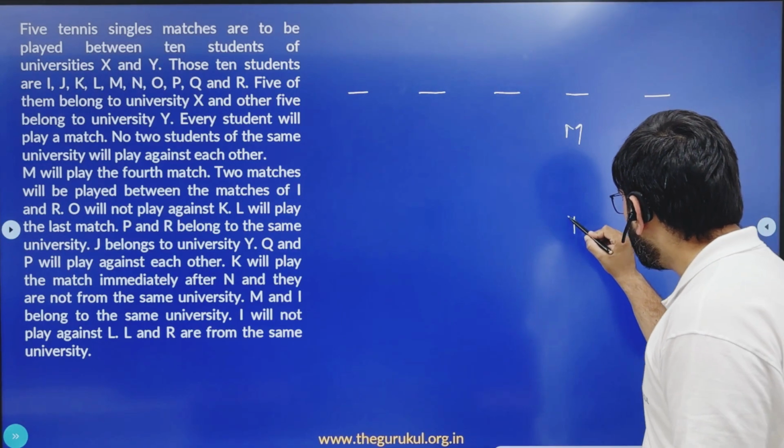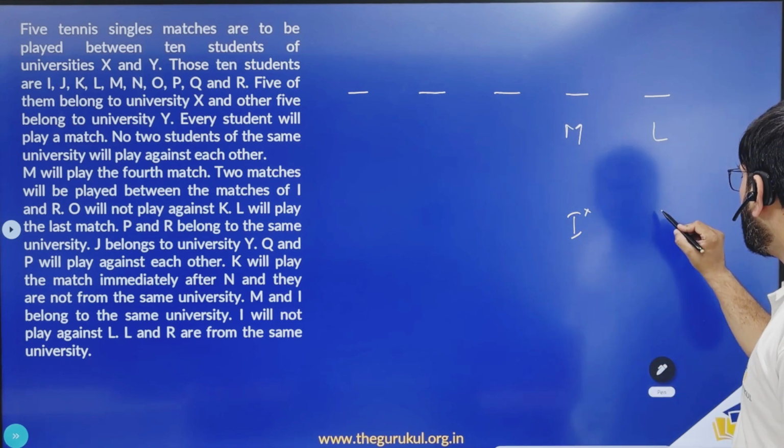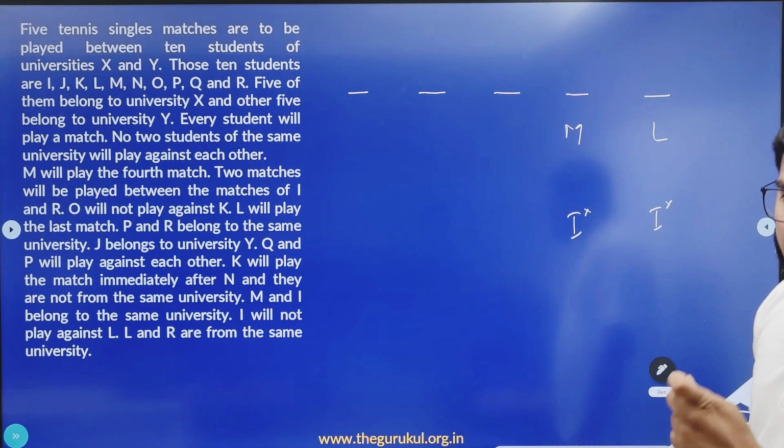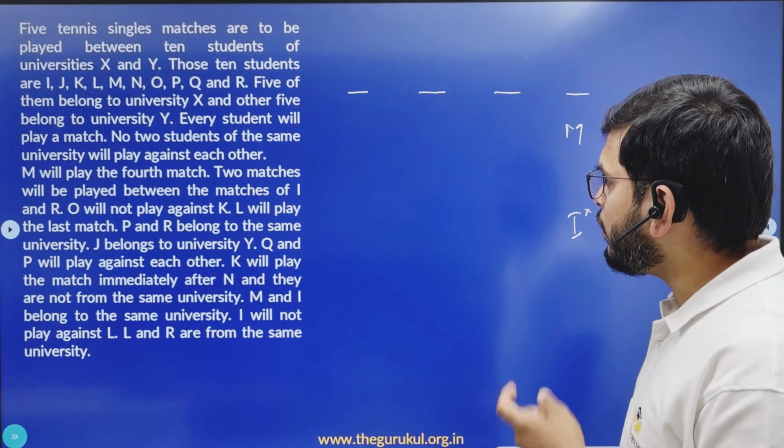So you cannot have I here. And I will not play against L. So you cannot have I here. L and R are from the same university. Okay. And there is a statement mentioning I. Where is that? The second statement.